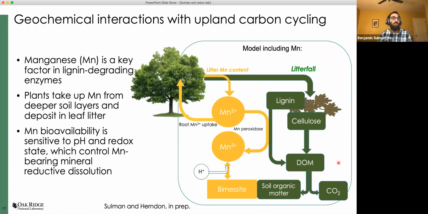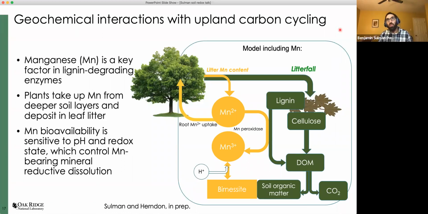And then last, I want to talk about an upland-focused application of these types of carbon and other element redox interactions. This is a project that's being led by Beth Herndon with some ORNL money. The basis for the questions in this project is that, particularly in the decomposition of lignin, manganese can play a really important role.